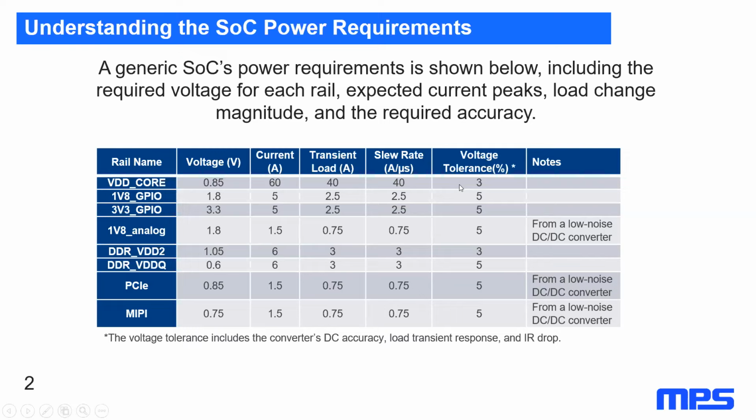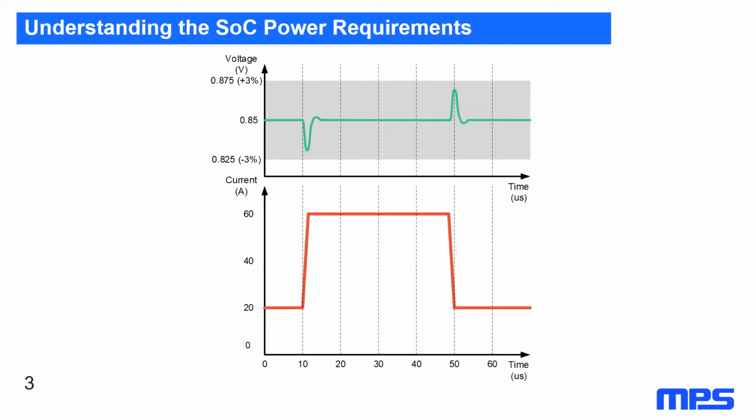This is easier to understand graphically. So let's do this. On the top graph, we can see the rail voltage in green. In this case it's 0.85 volts, and then in red we have a current profile for this rail. So let's try to assign each requirement on this graph. First, we have the rail voltage. This is self-explanatory. It's the DC level or the nominal level that this rail requires, in this case 0.85 volts. Then we have the maximum current.